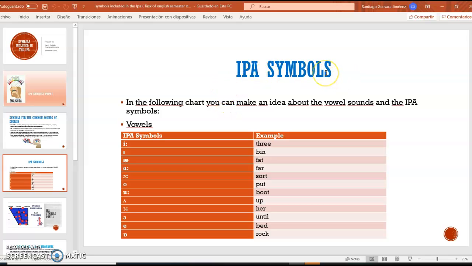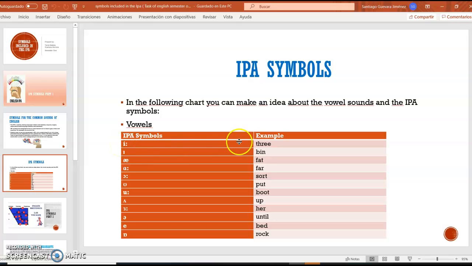IPA symbols. In the following chart, you can get an idea about the vowel sounds and the IPA symbols.